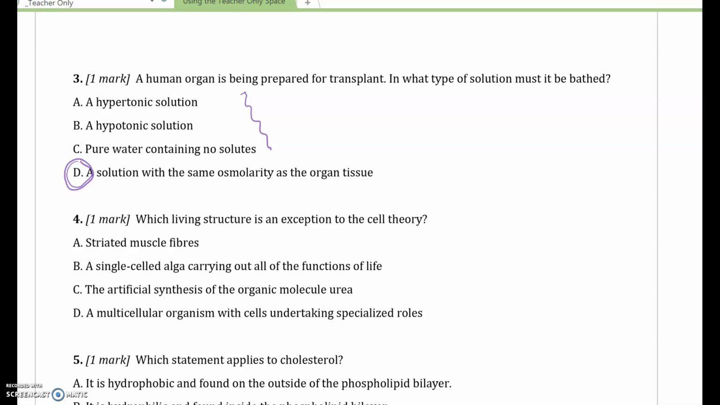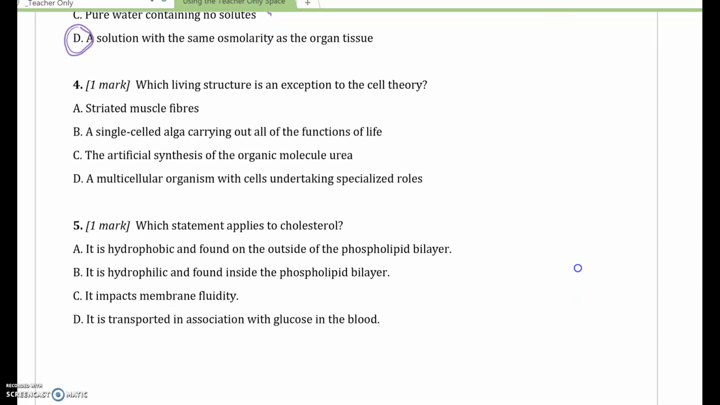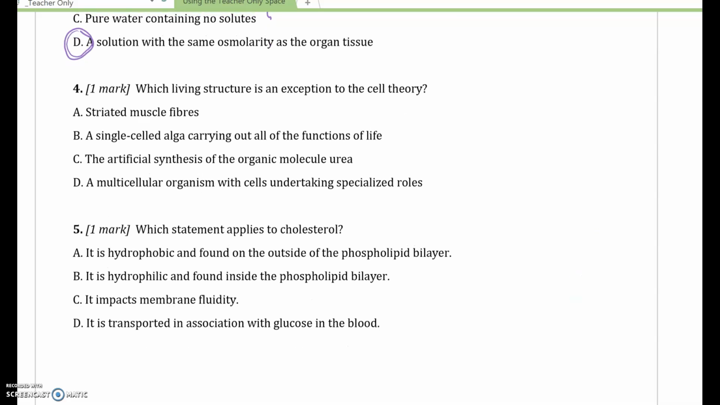Okay, so question 4. Which living structure is an exception to cell theory? Well, that is A, striated muscle fibres. Let's just look at why it isn't B. Here it says a single cell alga carrying out all the functions of life. Remember, it was giant algae that were the exceptions to cell theory there.